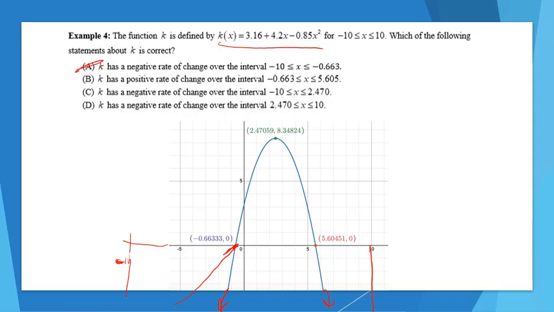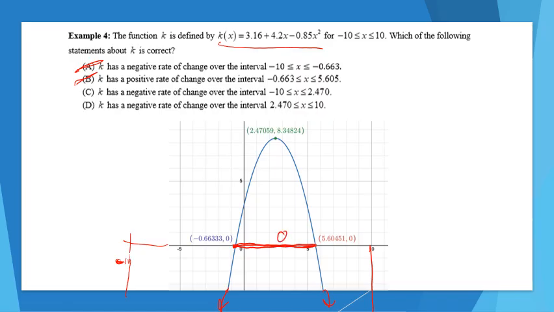K has a positive rate of change over the interval from -0.663 to 5.605. This is going to be from here to here, right? Those are those two x coordinates, which if we connect the points, even though it goes up and down, this just stays stagnant, right? That's what the rate of change is. And so it's not going to be B. This actually would have a rate of change of 0. Let's take a look at C now.